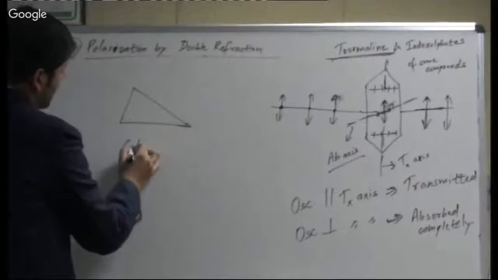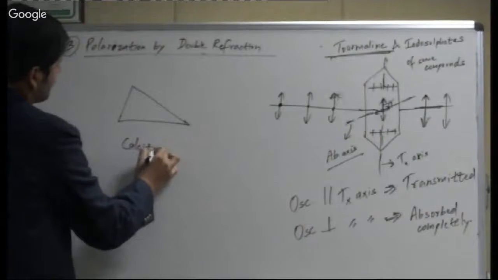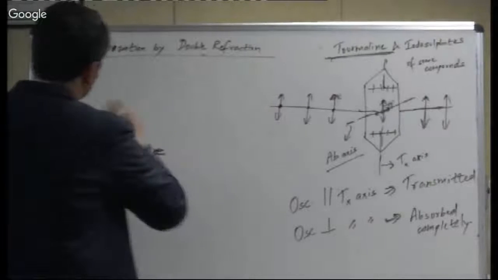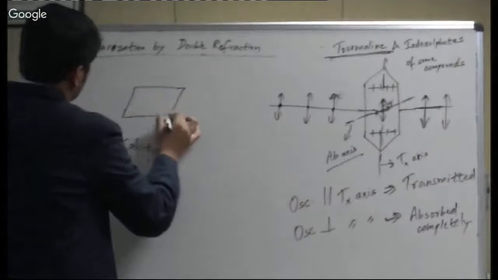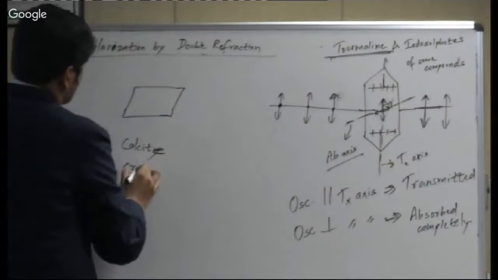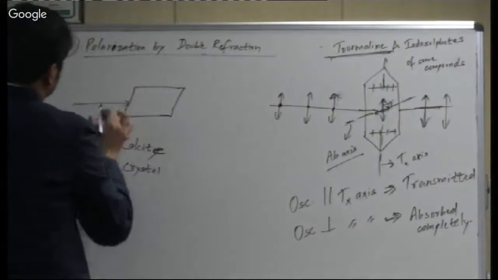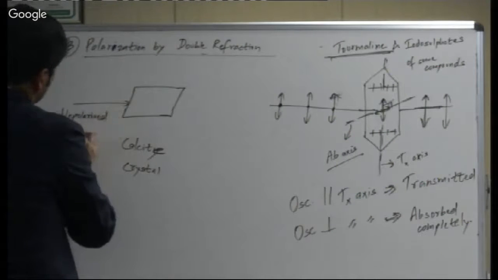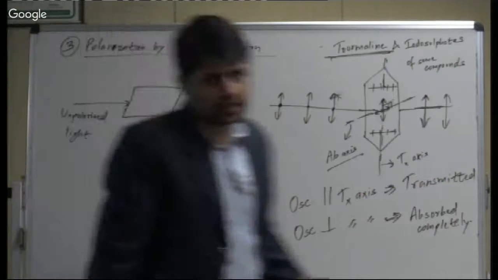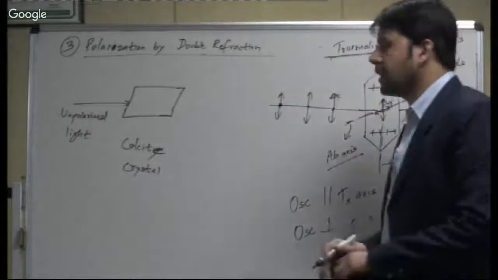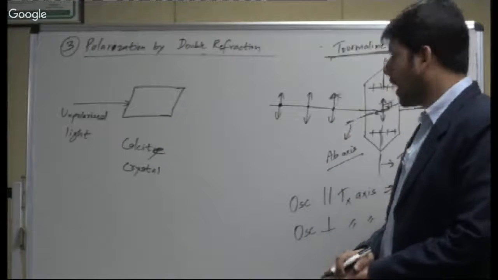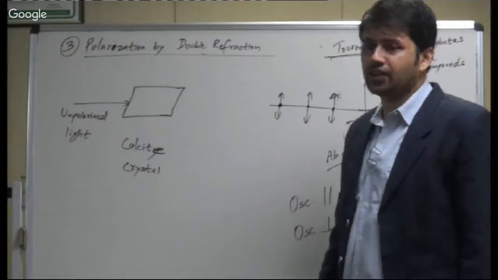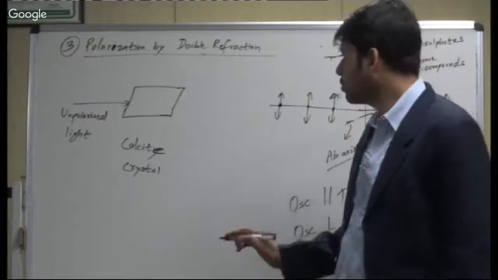Let's say it's a crystal of calcite. Let me draw a better shape. It is a crystal of calcite, and an unpolarized light is incident on it. What happens is, calcite has this special property. It splits the light into two components.